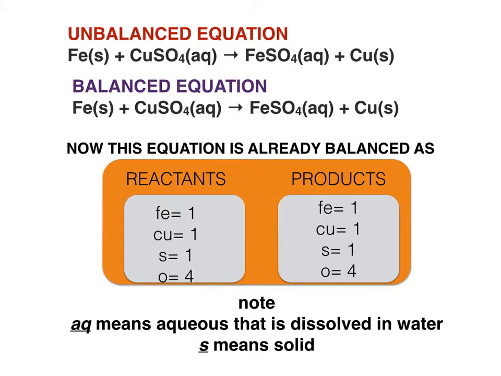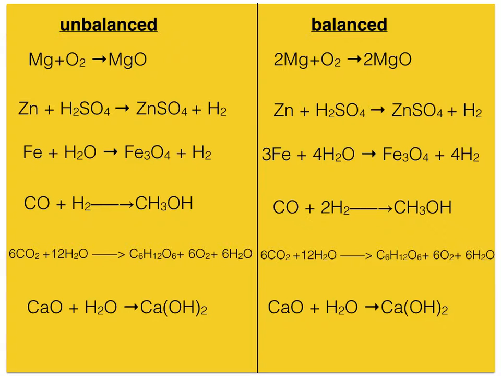Now let's discuss some very important examples direct from your NCERT. Now here are some examples. You can have a look. Mg plus O2 gives MgO. Now magnesium is balanced but oxygen is not. We are having 2 oxygens in the reactant and only 1 in the product side. So it needs to be balanced. That is why we have put 2 with Mg. And now Mg is also balanced and O is also balanced in the product side.